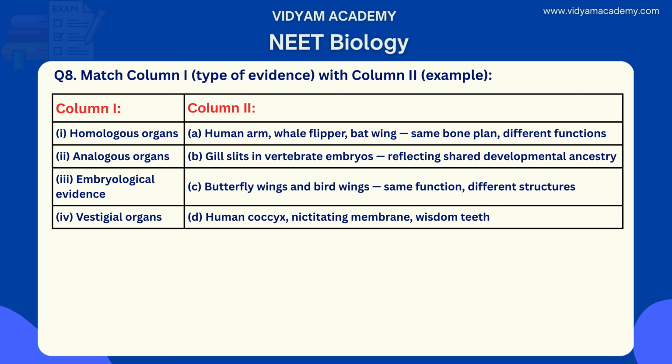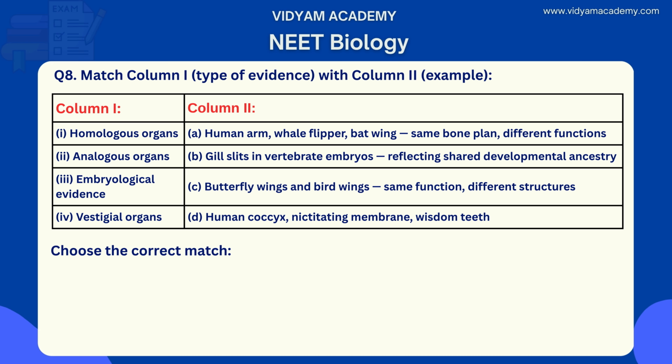Option A, human arm, whale flipper, bat wing: same bone plan, different functions. B, gill slits in vertebrate embryos reflecting shared developmental ancestry. Option C, butterfly wings and bird wings: same function, different structures. Option D, human coccyx, nictitating membrane, and wisdom teeth.